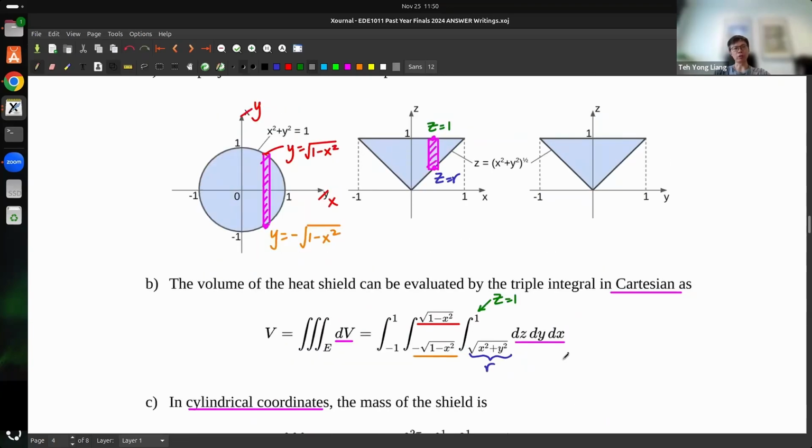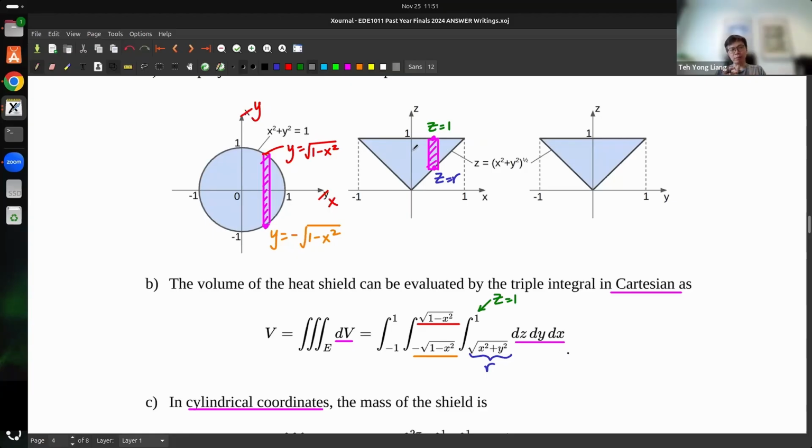Then after that, the volume. Once you understand how the shape of the volume looks like, then you can write down the integral more confidently. So the volume of the heat shield can be evaluated by this triple integral. We can integrate with respect to z first, in the z direction from z equals r to z equals 1. Why? Because this is the part where the material is. Correct? You want to get the volume.